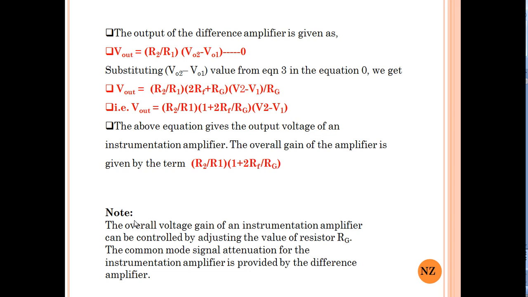So let us take note of something. The overall voltage gain of an instrumentation amplifier can be controlled by adjusting the value of Rg. You can see in this particular equation that the gain can be controlled by using this value Rg. So if we change this value Rg, then we can control our gain.